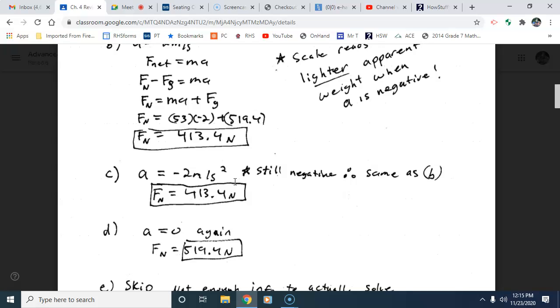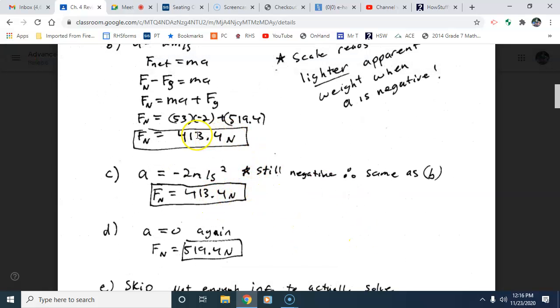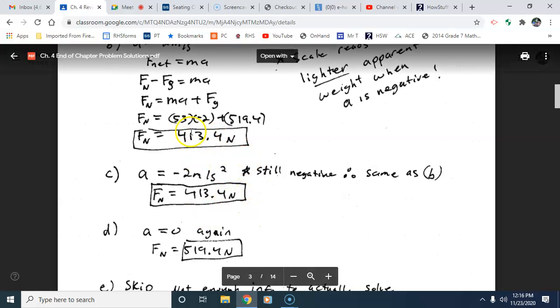That's not the case. You've got to think of which way I'm moving. Am I speeding up or slowing down? You've got to think about both those things to decide if your a is positive or negative. So since it was -2 again, it would be all the same work. I wouldn't expect you to have to redo all the same work. Just realize it, and it's again 413.4.